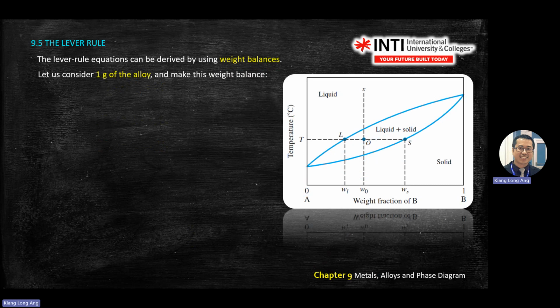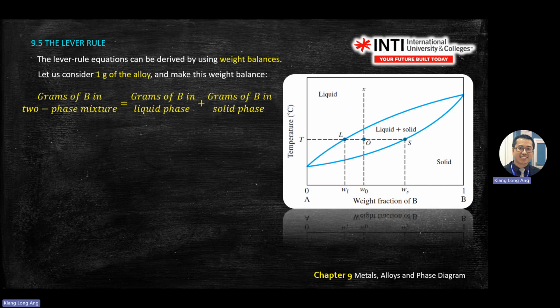So let's say we put 1 gram of alloy. If we have 1 gram of alloy by using this diagram, we make this as a weight balance. Grams of B in the two-phase mixture equal grams of B in the liquid phase plus the solid phase. Makes sense? So in 1 gram, we have a certain gram of B in liquid plus a certain gram in solid.